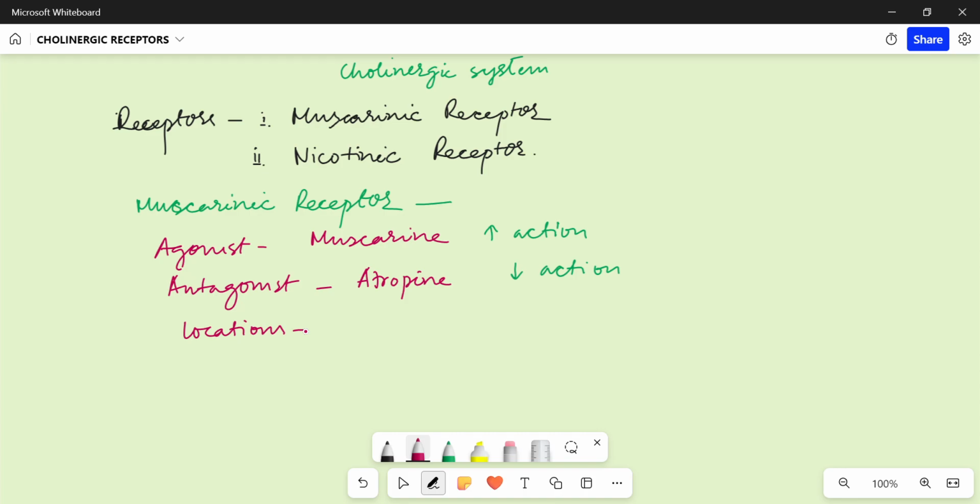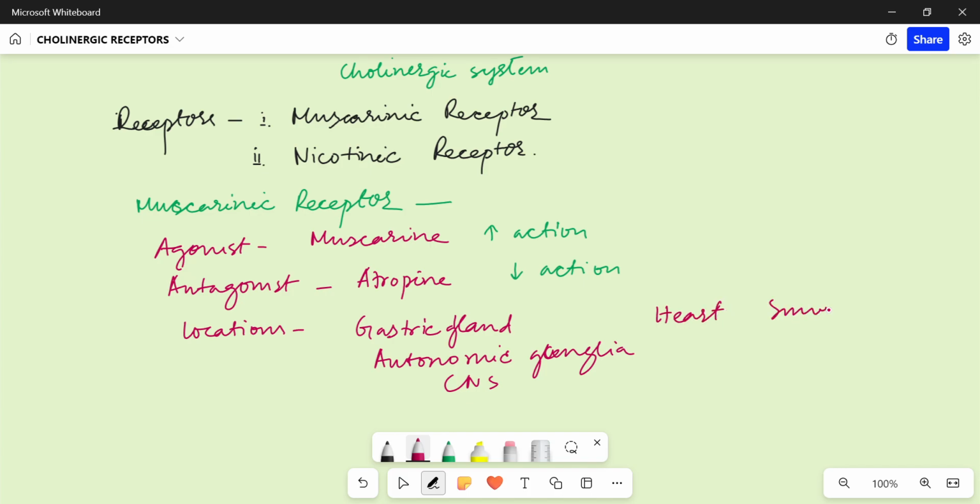Locations are gastric gland, autonomic ganglia, central nervous system, heart, smooth muscles, exocrine glands, endothelial cells.